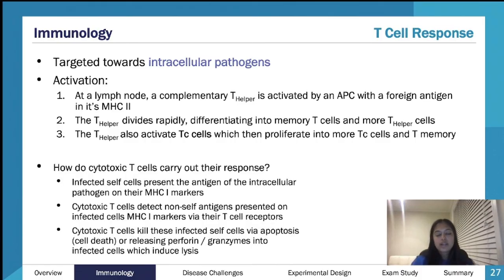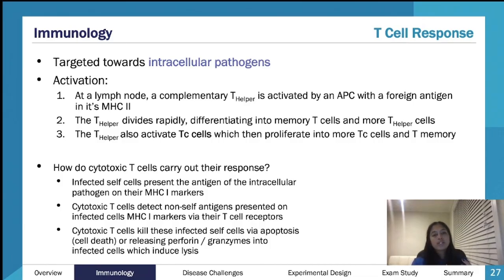So here is how cytotoxic T cells work. Again, instead of your natural killer cells detecting when MHC1 is not there, what they do is cytotoxic T cells go and they zoom in on your MHC1, and they will see if there are any basically non-self antigens being presented on the MHC1, and then they will release perforins and granzymes and kill it.